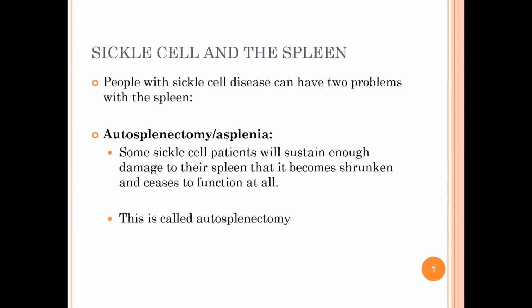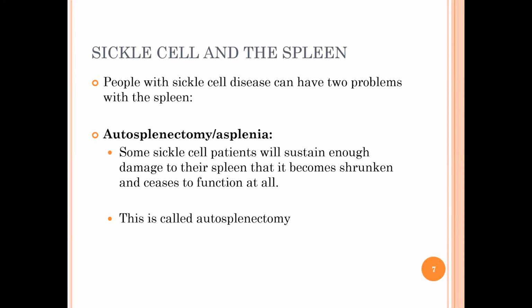Okay, so in sickle cell disease, you can mainly have 2 problems with your spleen. One of them is what we call autosplenectomy or asplenia. I talked earlier in the first slide that in sickle cell disease, the red cells sickle. Continuous sickling in the spleen will cause damage to the spleen, and then the spleen becomes shrunken and doesn't function at all. This is called autosplenectomy or asplenia.